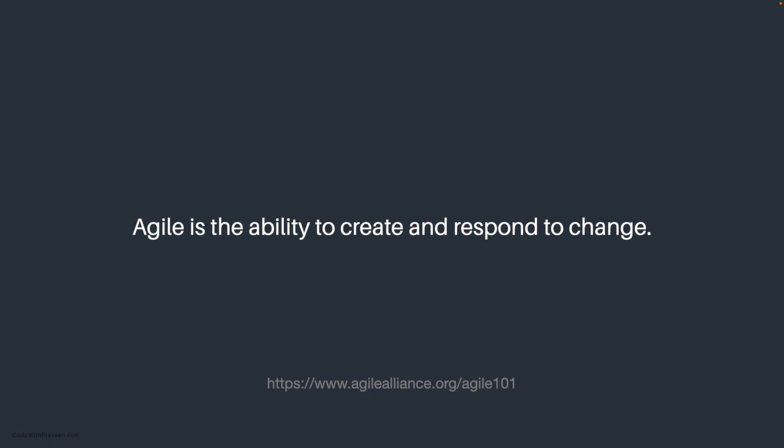In both personal and professional life, change is the only constant. There will always be changes happening around you. Agile strives to embrace these changes.